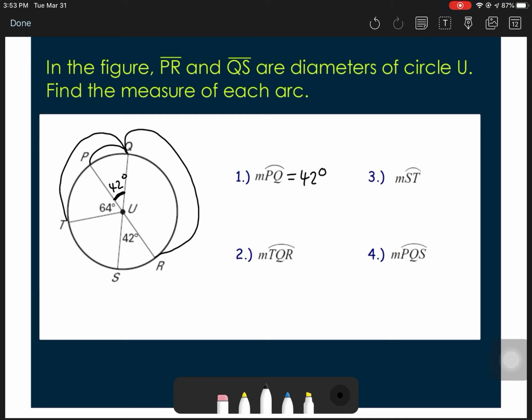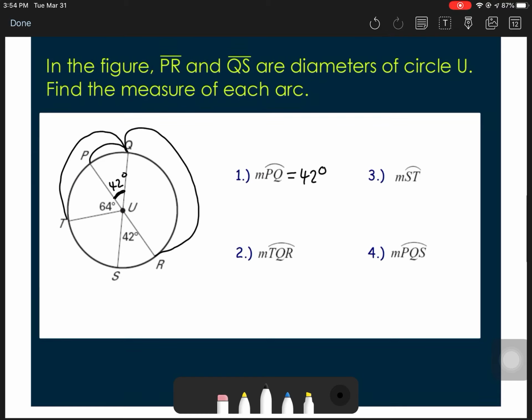If there's 3 letters, you have to follow the order of those letters. So this is a much bigger arc measure. And we know that from T to P is 64, P to Q is 42, but we need to figure out what is Q to R. The easiest way to figure out what Q to R is to think, well, do I have any diameters? Because we know that if you can find a diameter, that covers half of the circle, and half of the circle is 180 degrees. So if we look from P to Q to R, that's this distance right here, and that is half of the circle.